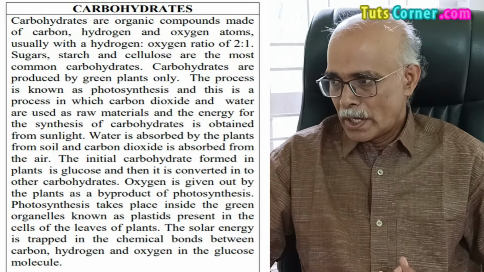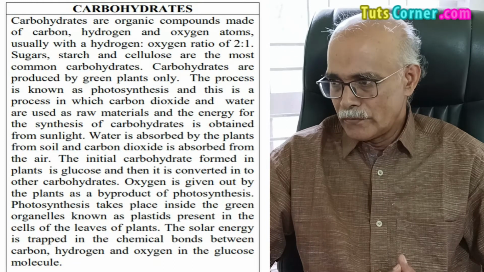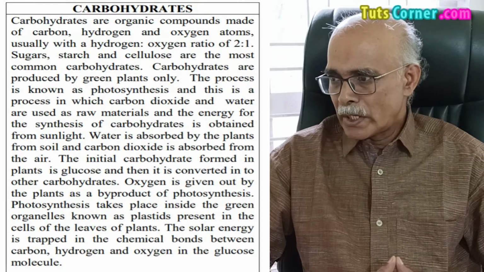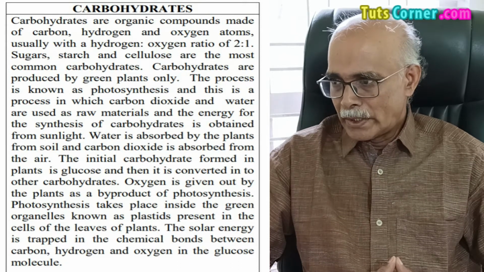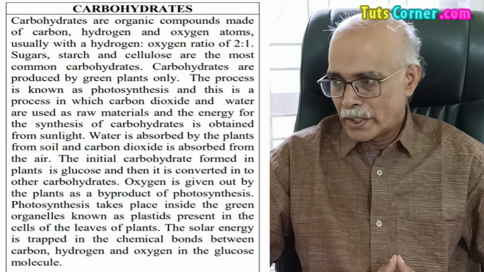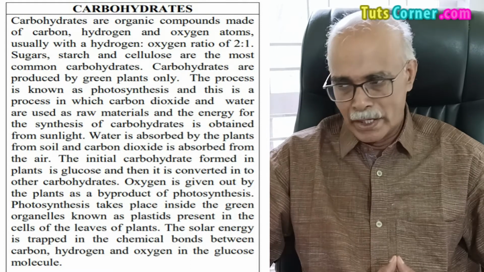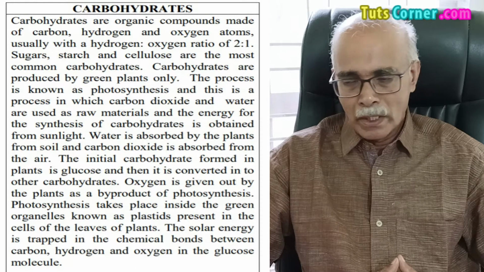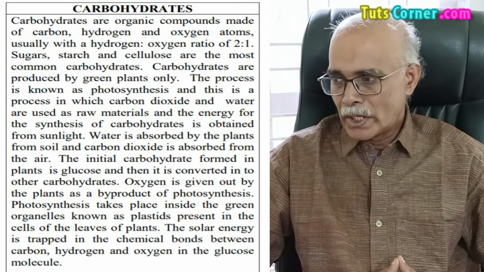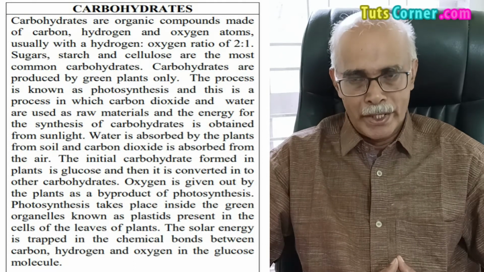The process of production of carbohydrates by green plants is known as photosynthesis, and this is a process in which carbon dioxide and water are used as raw materials, and the energy for the synthesis of carbohydrates is obtained from sunlight. Water is absorbed by the plants from soil, and carbon dioxide is absorbed from the air.